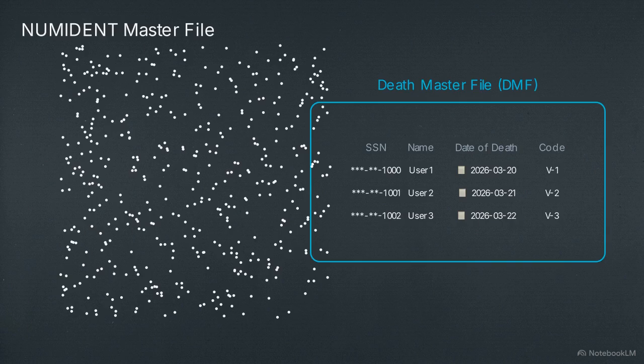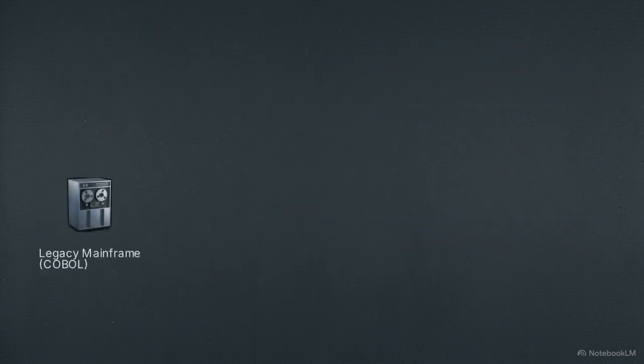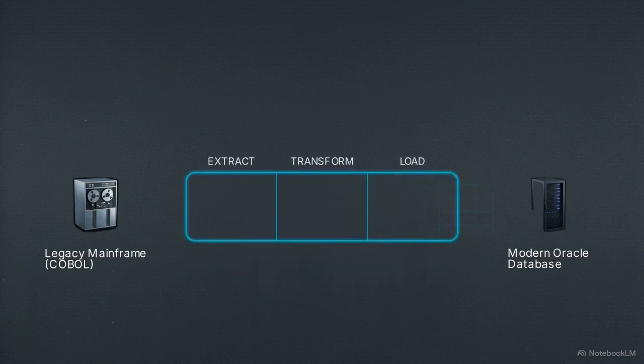Today, the NUMIDENT still relies on those legacy COBOL batch jobs running on mainframe architecture. To process claims and verify identities, these older nodes must somehow integrate with modern Oracle databases. Oracle databases are modern systems that store data in highly structured, easily queryable tables. Bridging this gap requires an ETL pipeline.